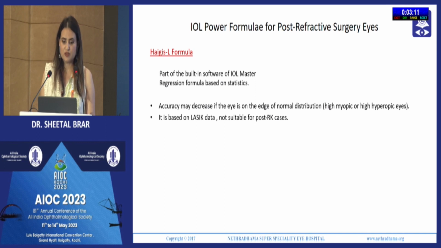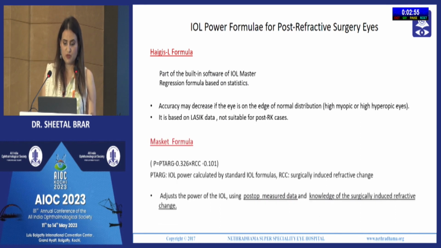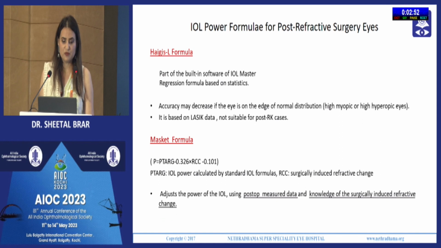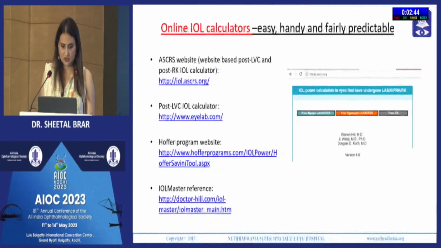This is a regression-based formula based on statistics. So the accuracy of this formula may actually decrease if the eye is on the edge of the normal distribution, say a very highly myopic eye or highly hyperopic eye. So it may not be very accurate. It is also based on LASIK data, hence not suitable for post-RK eyes. And then we also have the Masket formula, which adjusts the power of the IOL using post-op measured data and knowledge of the surgically induced refractive change.